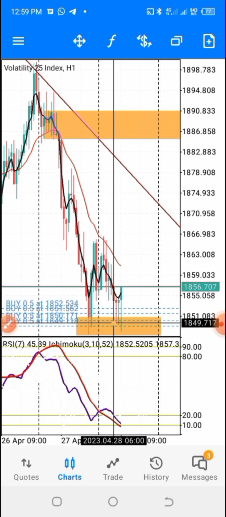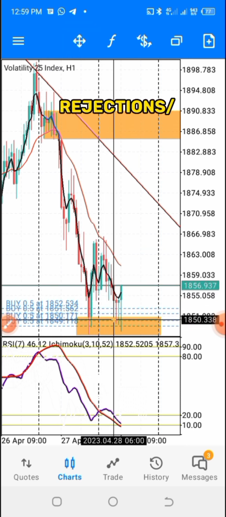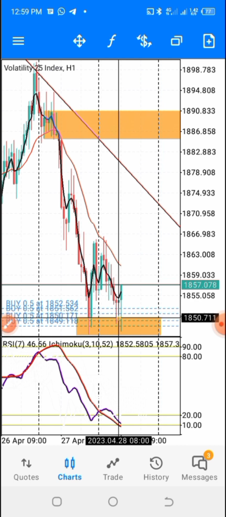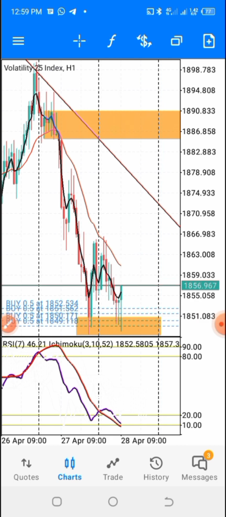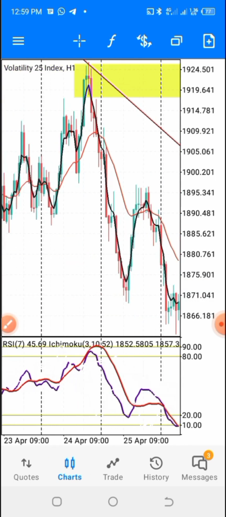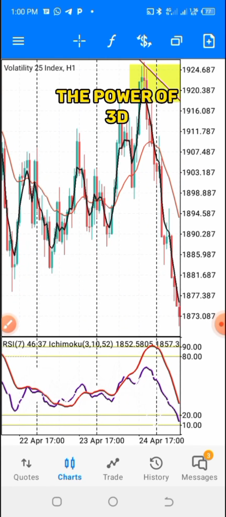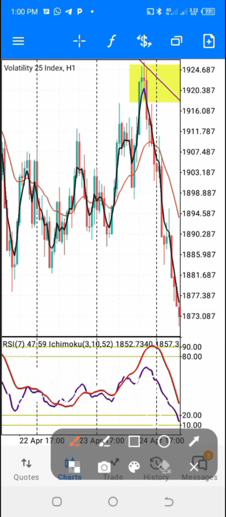The 3 drive I'm talking about is these 3 rejection lines or wicks. They are called wicks or shadows in forex trading. Right, so let me show you another good example of what I mean. All right, so can you check here, guys? Can you check here? Let me show you something.